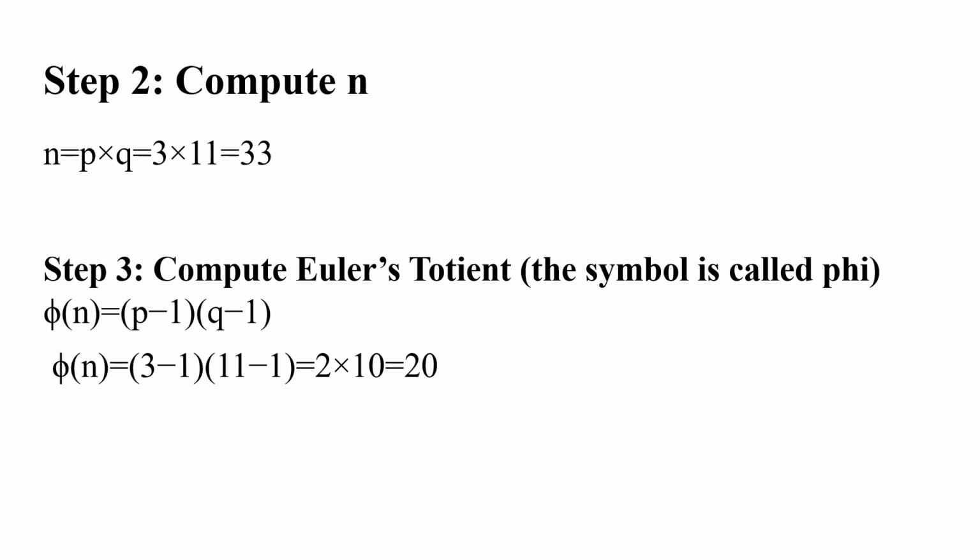So we just have a recap session. First of all, we have taken two numbers. I have taken 3 and 11, and named them P and Q. After that, I have computed N, which is nothing but the product of P and Q. Then in step 3, I computed the Euler's totient. I found that 20 combinations were there which are coprime.